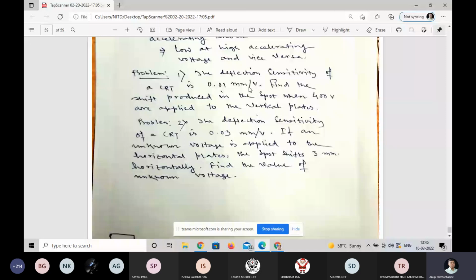The problem is: the deflection sensitivity of a CRT is 0.01 millimeter per volt. Find the shift produced in the spot when 400 volt are applied to the vertical plates. Very simple problem. Can you tell me the answer? 4 millimeters, yes, very simple. And second one, 100 volt.